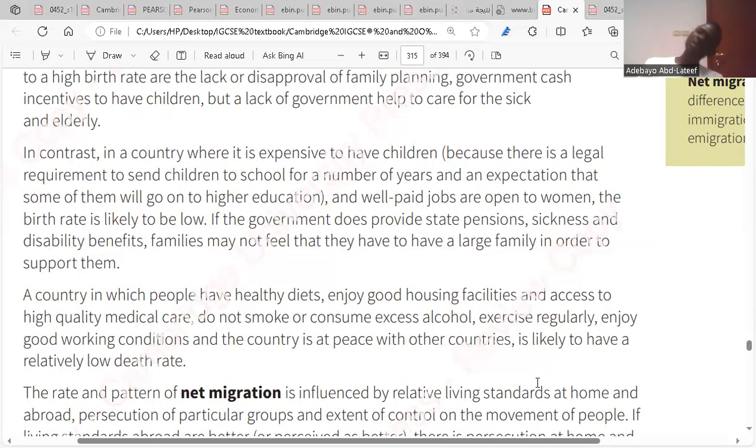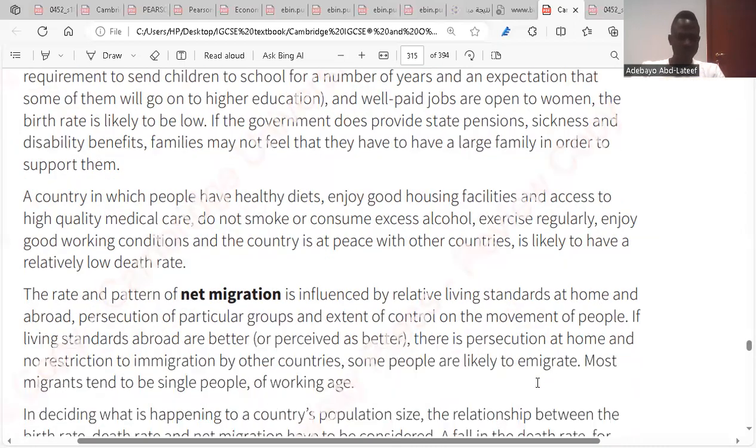What I'm saying is, we are talking about reasons why the birth rate could reduce. The first point is if it is expensive to give children education and it is legal to give children education. The second point here they're making is that if women have well-paid jobs, that means women can get higher salaries. So they will want to work. They don't want to get married as soon as now. That's the point there. Do you understand the point?